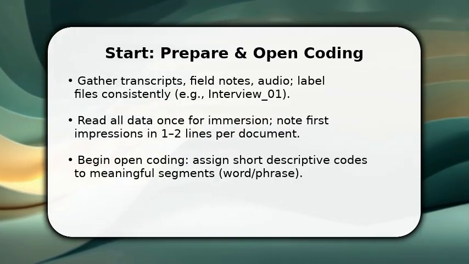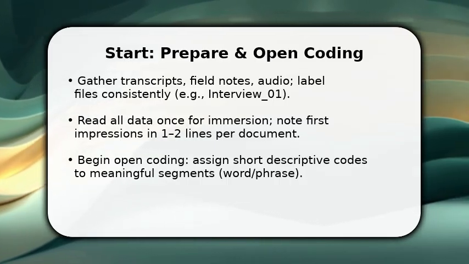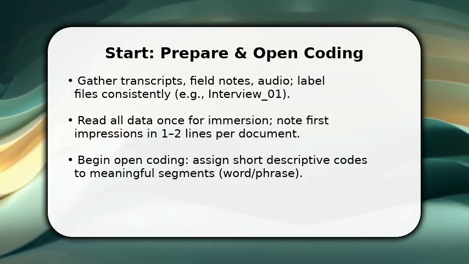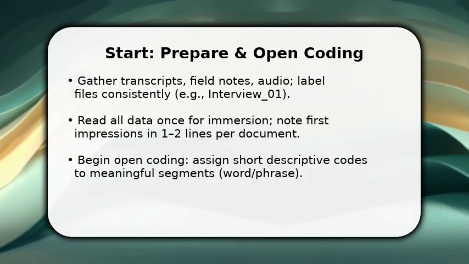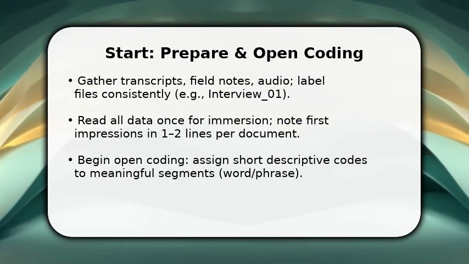Work line by line and attach short, descriptive codes to units of meaning. Make sure to keep codes concise and use shorthand that you can expand later. This fast start turns abstract impressions into tangible labeled data you can sort.